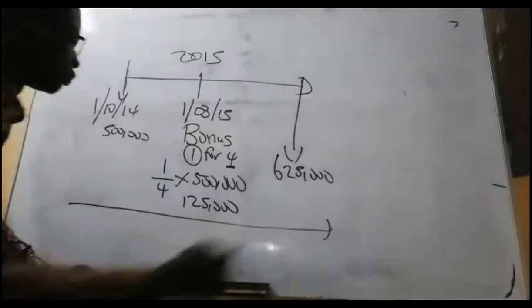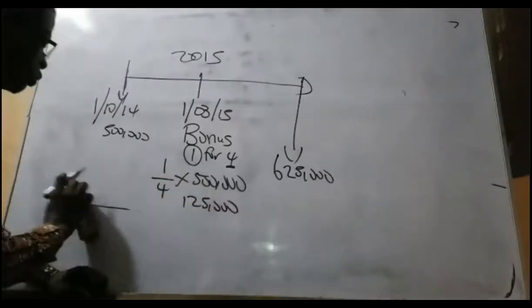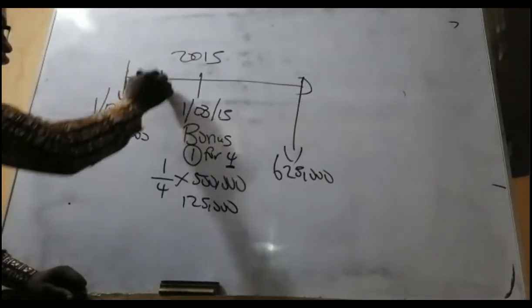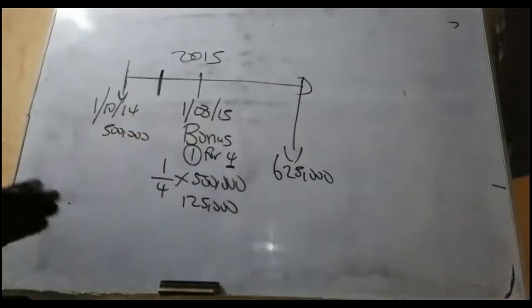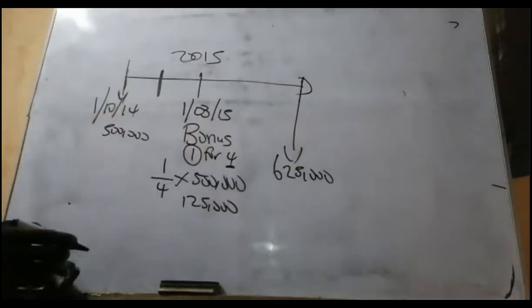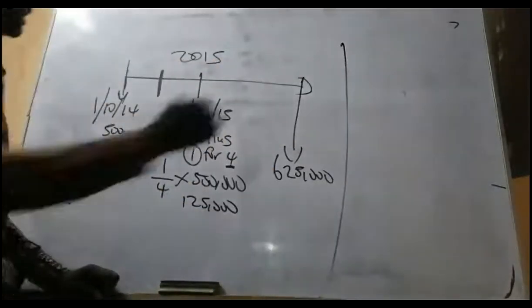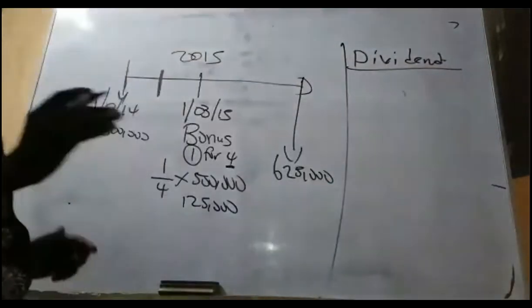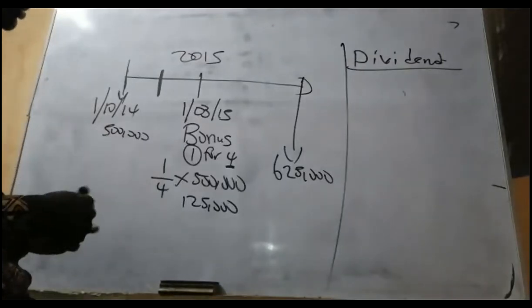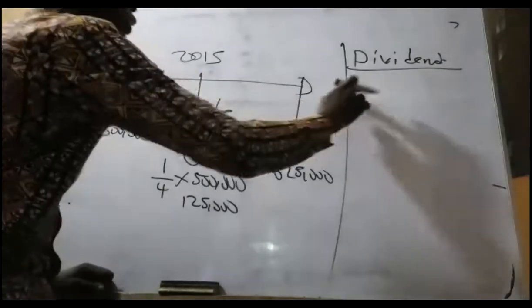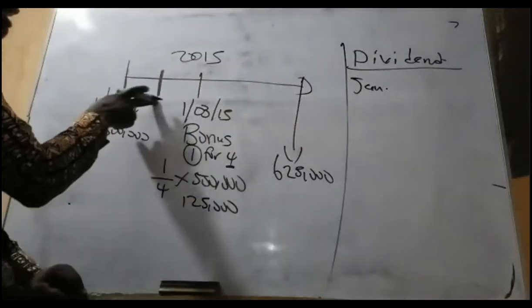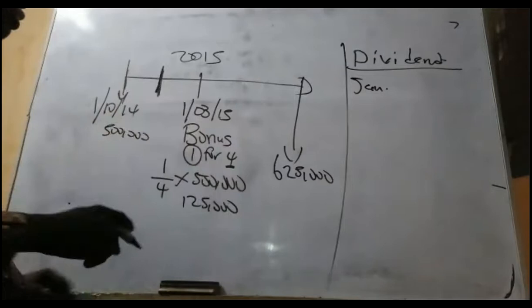Now let's see. When did they pay the dividend? They paid 2 dividends. One was in January 2015, which is somewhere where the bonus shares have not been issued. So let's go and calculate the dividend. I'll do all the footnotes for you, I just want you to prepare the financial statement. So the January dividend must be based on the shares just before the bonus, which is the 500,000.